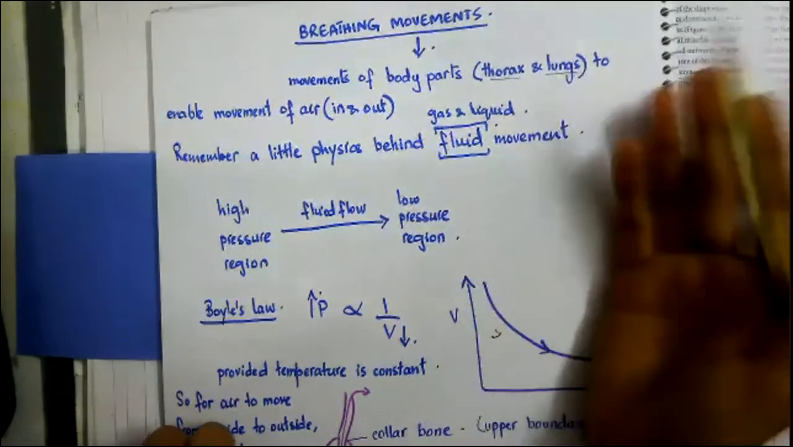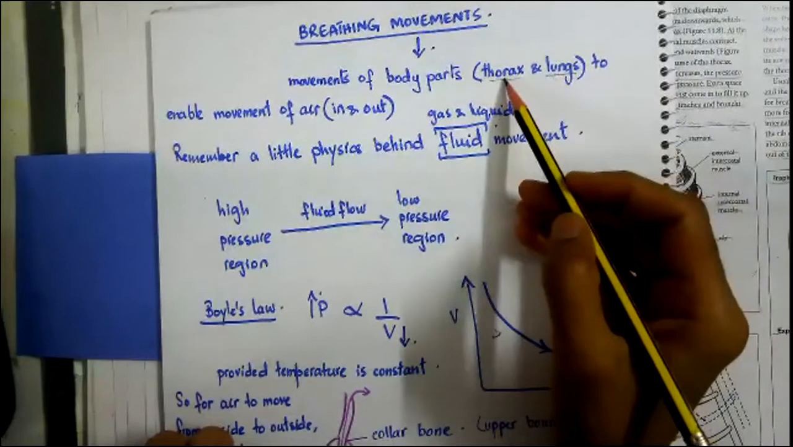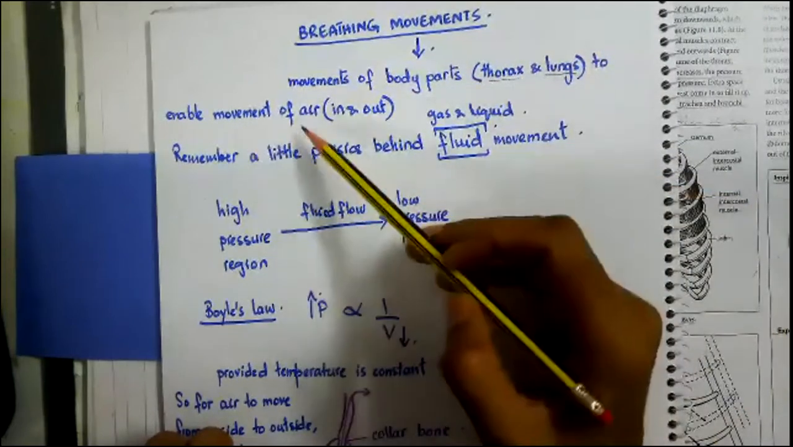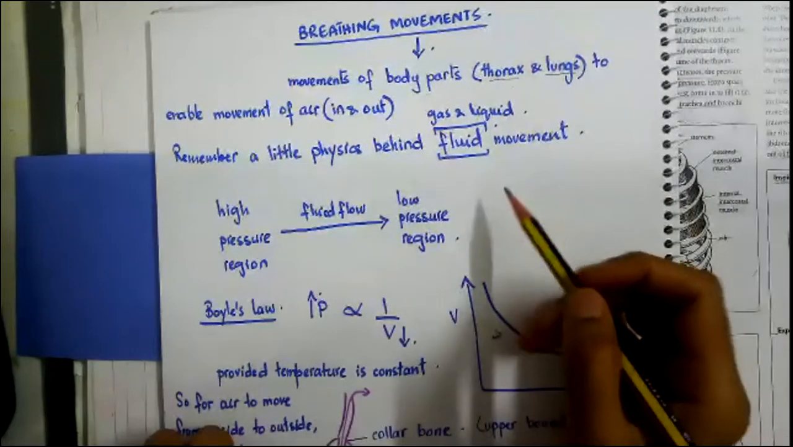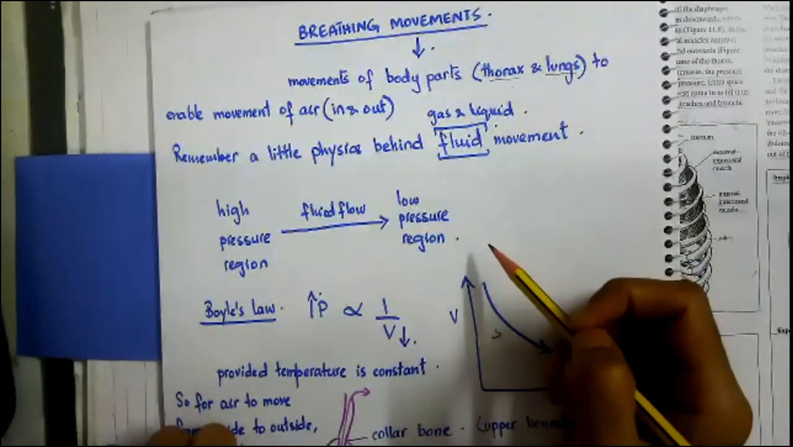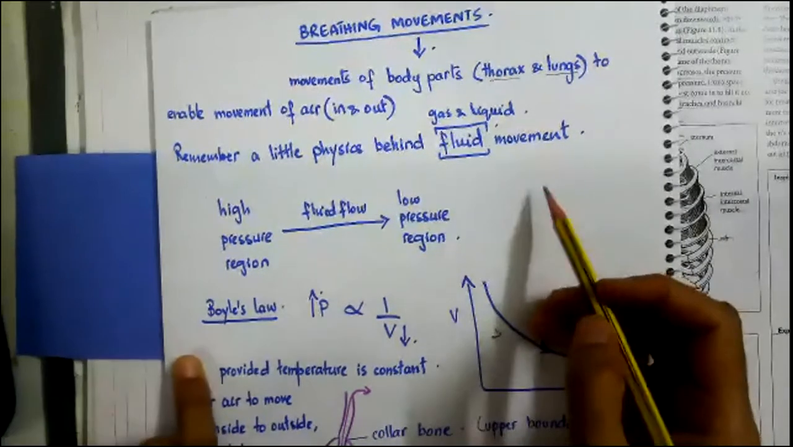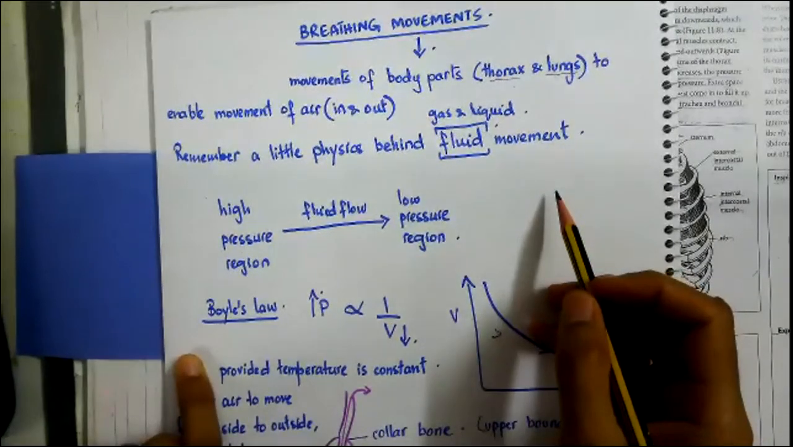Lungs are the organs that take part in respiration. So basically these are the body parts that move, and that enables the movement of air in and out. Now, before we go into the movement of air in and out, I have to talk a little about physics. You have to understand a little physics behind this.